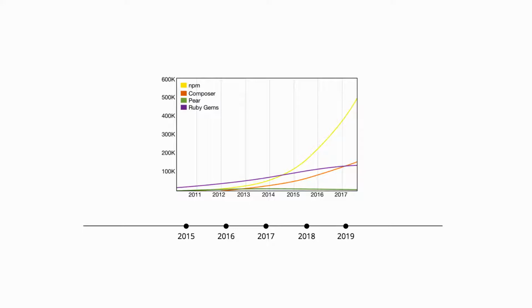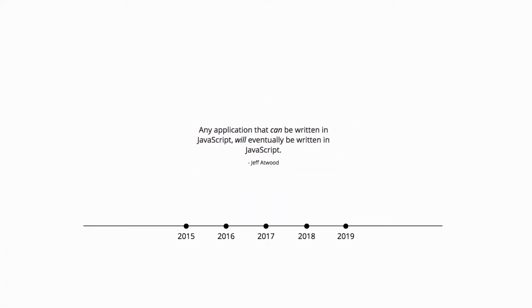This is what happened after that. So you saw our chart up to 2014. This is from 2015 on. Basically, JavaScript is eating the world. It is taking over everything very quickly.